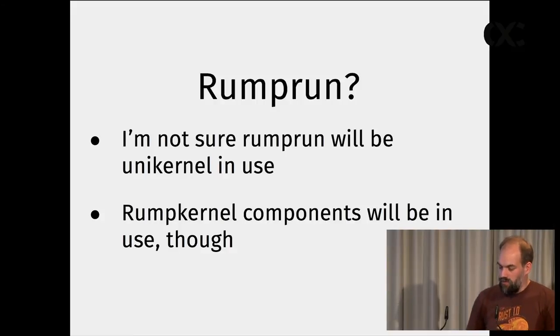Rump kernel components will almost certainly be used, though, because they are very well isolated from the rest of the NetBSD kernel. Available network drivers are always a hard problem in the Unix space, so a lot of the other projects already use parts of the rump kernel to build their little kernels. I'm not sure if rumprun will stay the research project, the pretty advanced research project. Maybe it will also take off. I'm not sure.